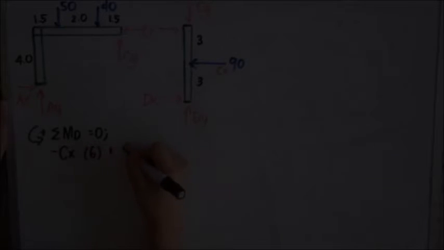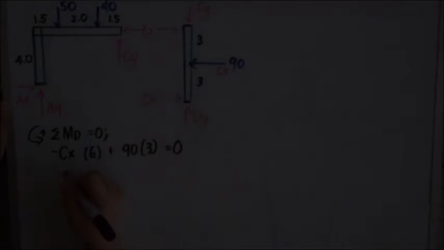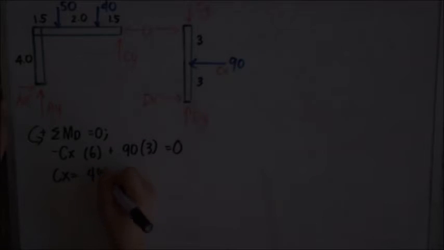Mag-moment tayo sa D para makuha natin yung horizontal force sa C. So, summation moment at D is equals to 0. Negative Cx times 6 plus 90 times 3 is equals to 0. So, ang Cx natin is equals to 45 kN.